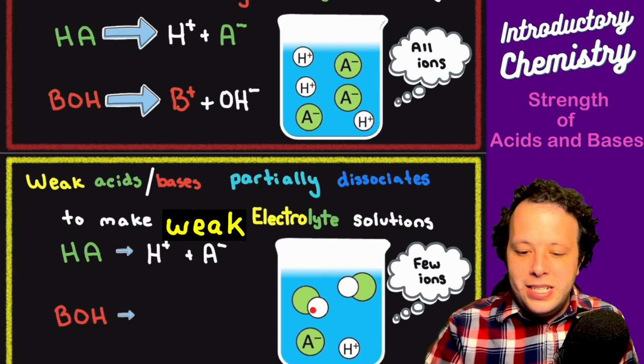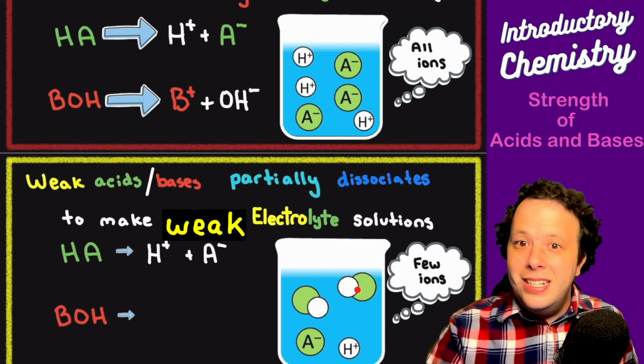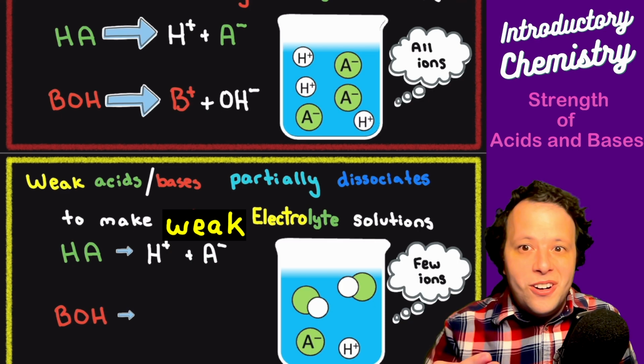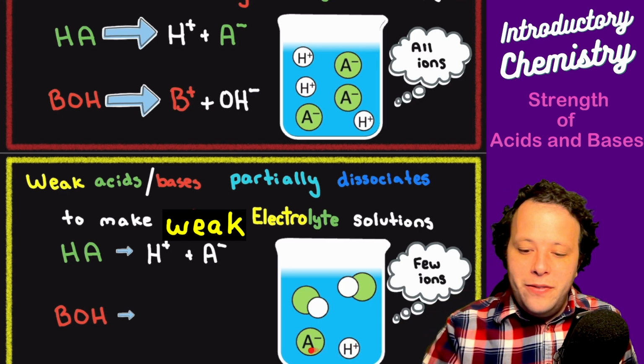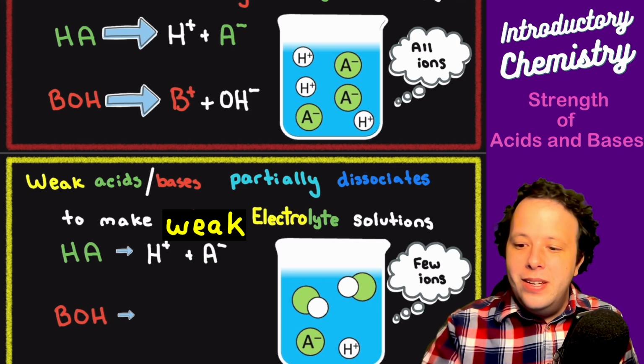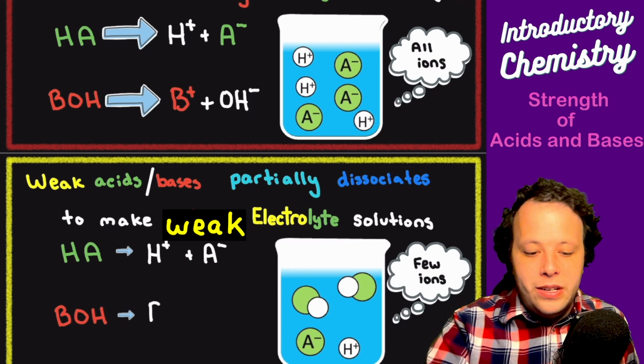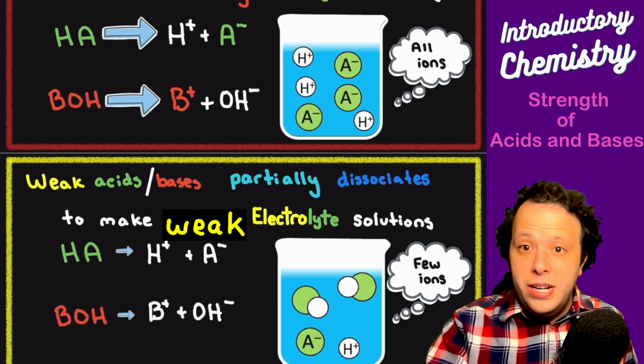So you'll notice that there's a bunch of HA molecules that are still connected together. Notice how there's no charge on them. They're just in their molecular form. And then you'll have a few ions in solution.